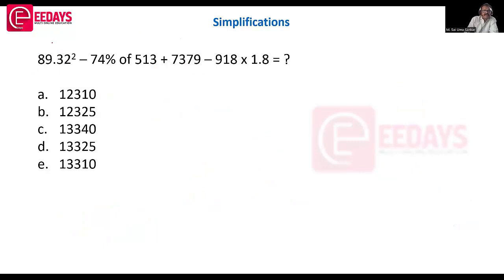Let us take this is 90 square minus, let us take 75% of 513, and this is equal to 3 by 4. 75% equal to 3 by 4. Just a moment.